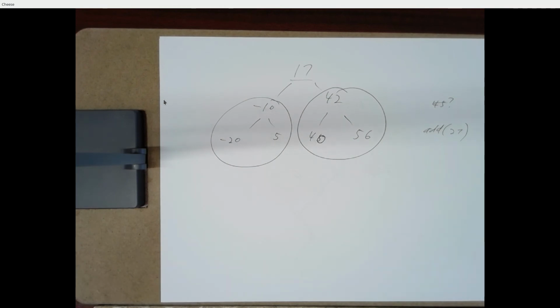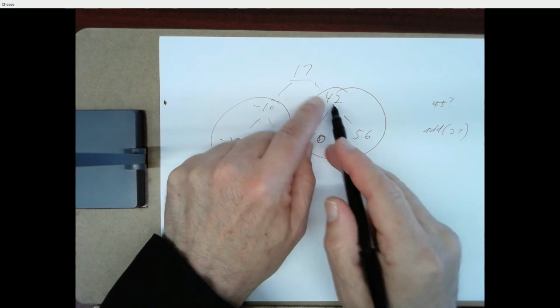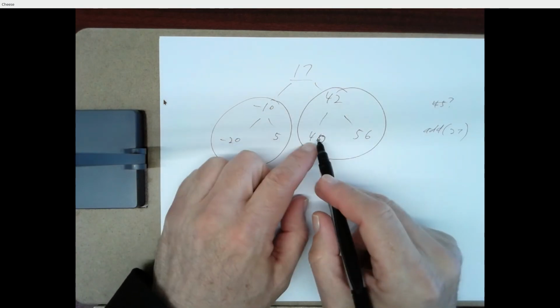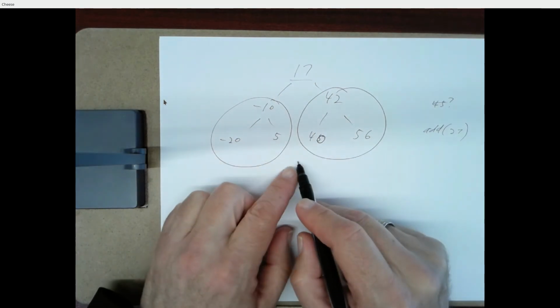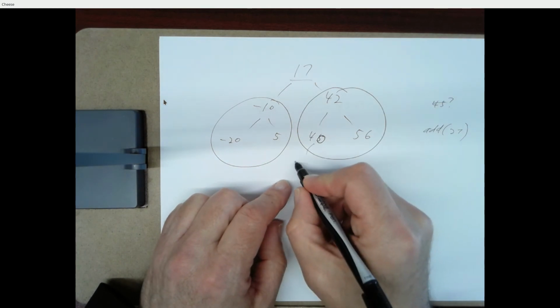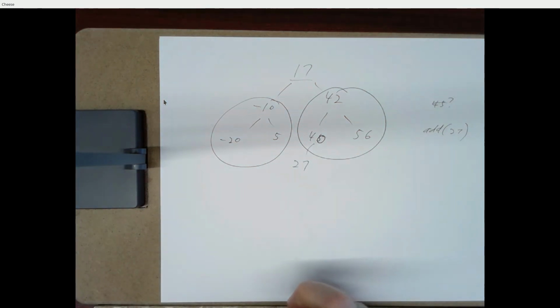All right. So if we want to add a 27, it's bigger than 17, move to the right. It's smaller than 42, move to the left. It's smaller than 40, move to the left. Hey, we're out of space. There's our 27. So that's an iterative version of insert or add. March down the tree like if you're searching, but when you get to a spot where you're going to go one direction and there's nothing there, that's where you add your new piece of data.